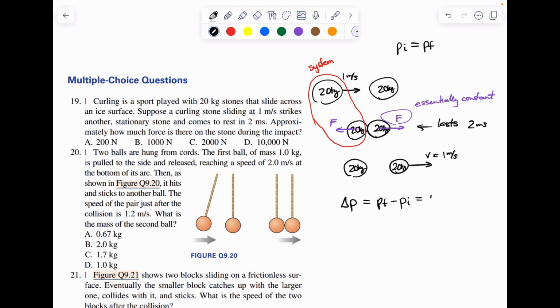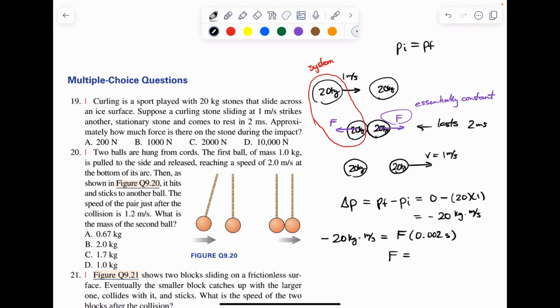Final momentum is 0. Initial momentum is 20 times 1. This is our change in momentum, negative 20 kilograms times meters per second. And that change in momentum should be equal to the impulse, right? So negative 20 kilograms times meters per second should equal the force exerted, which notice that force vector is going to the left, times the amount of time, 0.002 seconds. So what is this force equal to?